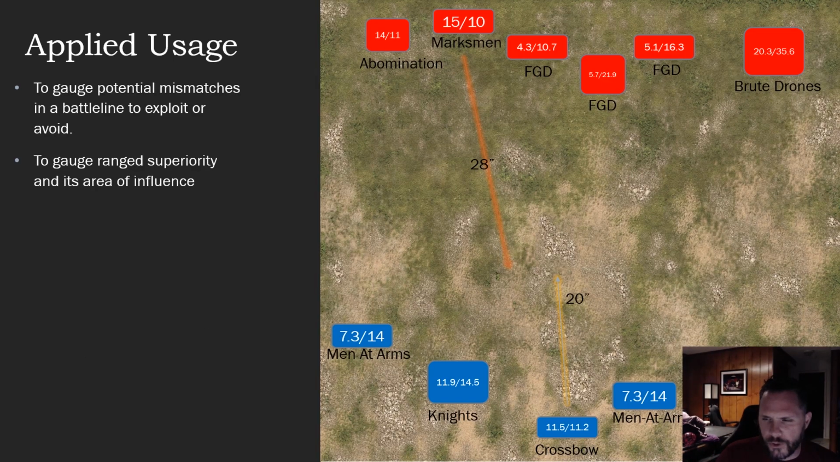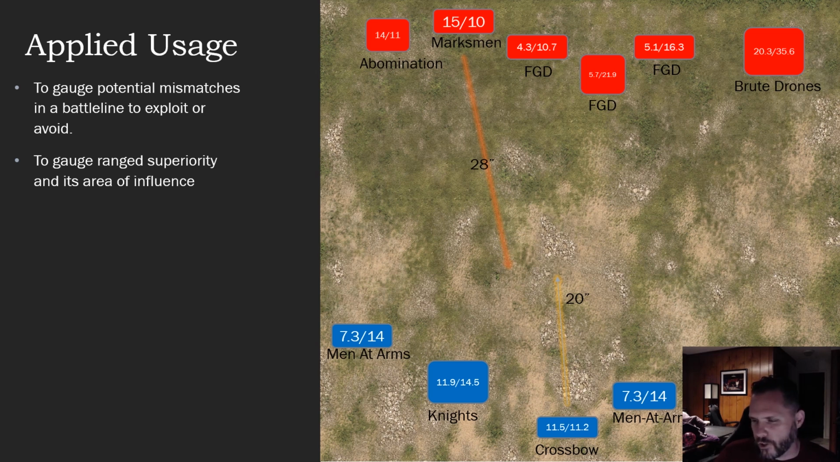Also, applied usage to gauge potential mismatches in the battle line. So this looks like an example of the battle that we were going to go over. I've broken all the shapes down, and you can see their offensive and defensive values. This helps you, if you know these things in your head, then you know where to match up, right?